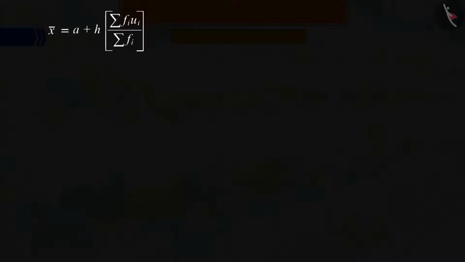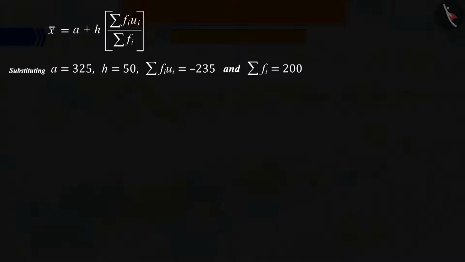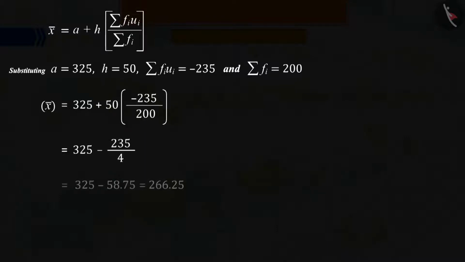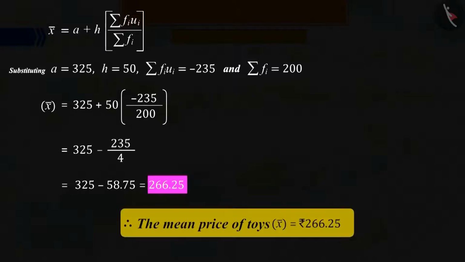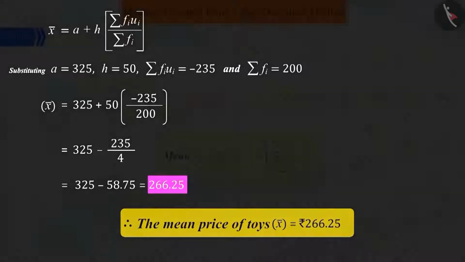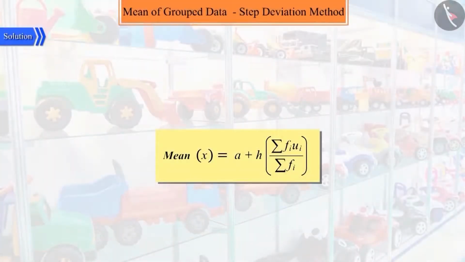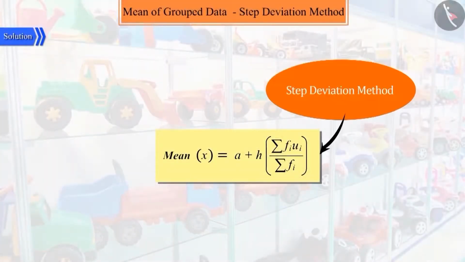In the above formula, by substituting the values of the assumed mean A, class size h, summation fi ui and summation fi, and solving, we get x equals 266.25. So we can say that the mean price of the toys would be 266 rupees and 25 paise. This method of finding the mean is called the step deviation method.